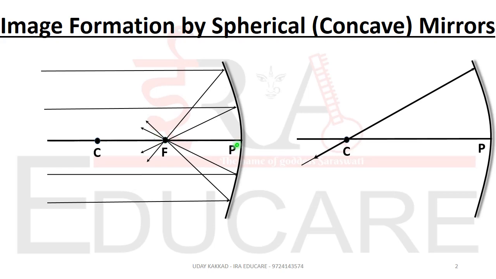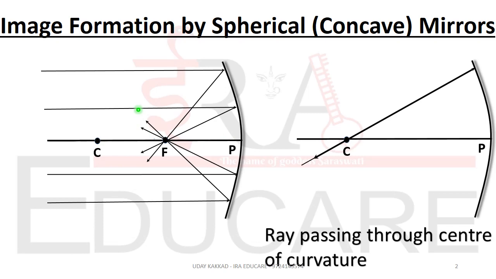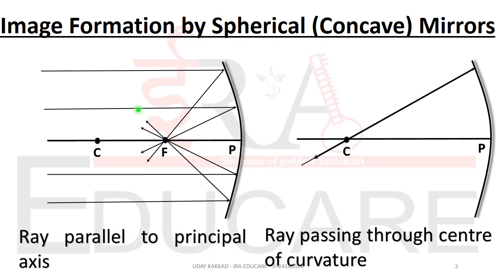The distance between F and P is called the focal length, right? And it is always half of the distance between C and P, which is the radius of the sphere. So if the focal length FP is f, then CP is 2f, right? So these are the two rays. One ray is passing through the center of curvature and the other is parallel to the principal axis. We are going to use both rays for image formation. A ray parallel to the principal axis is also called a paraxial ray, right?